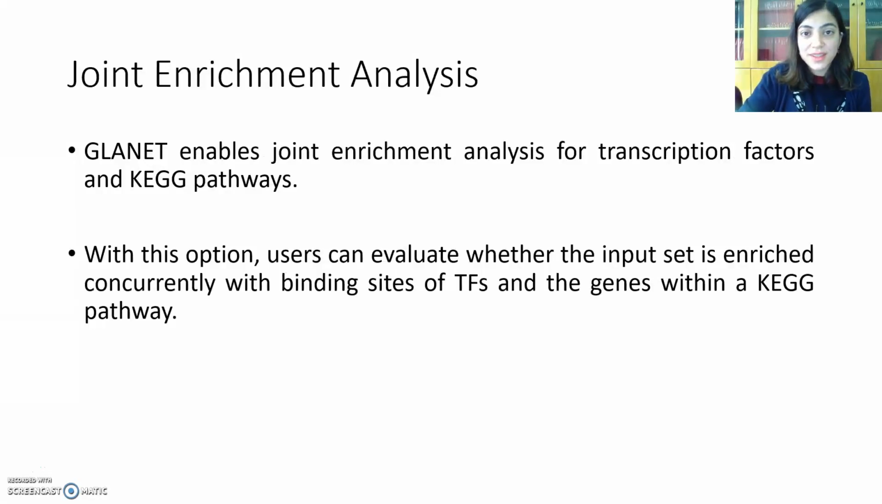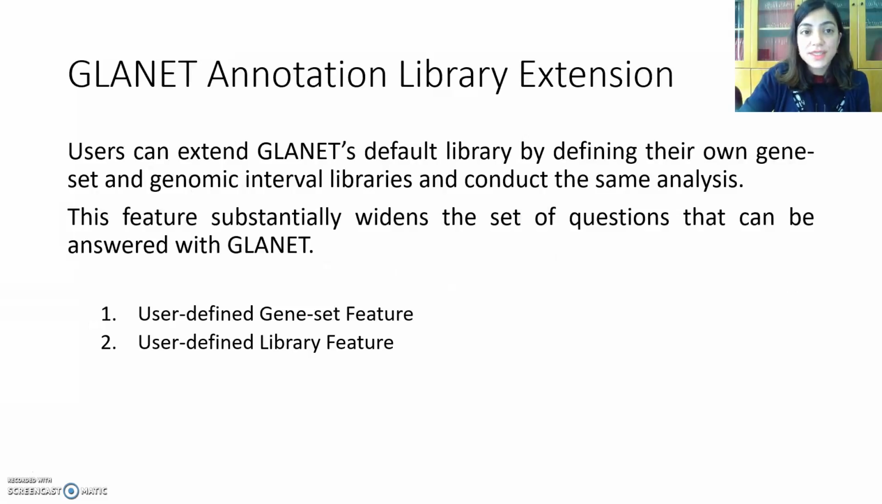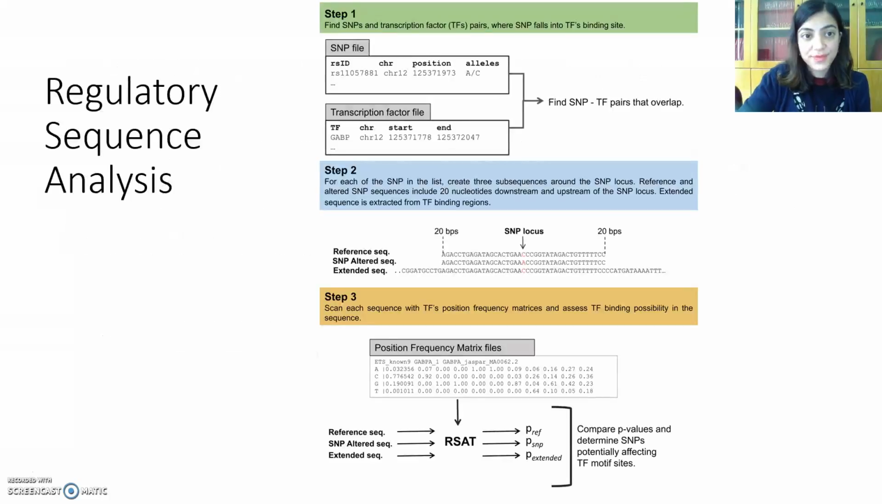Joint enrichment analysis is valid for TF and KEGG pathways, and with this option, users can evaluate whether given intervals are enriched with a certain TF and with a certain KEGG pathway at the same time. Users can extend GLANET's default annotation library by providing their own intervals for gene sets and genomic elements.